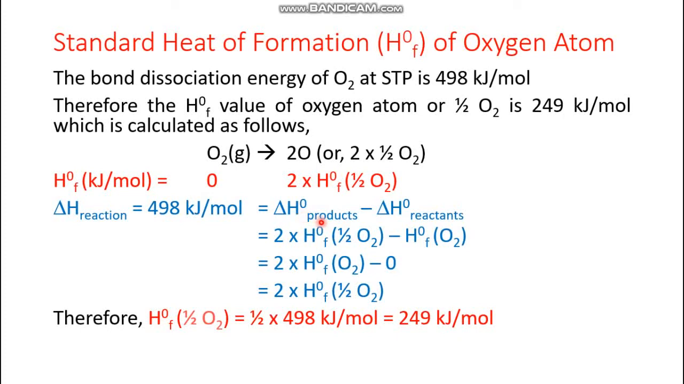So what is the value of delta H0 of the product? Now it is 2 into H0F of half O2. And what about delta H0 of the reactant? Now it is H0F of O2. But we have arbitrarily taken this value as 0. Okay, this is the standard, and this is always considered as 0. So this H0F value is nothing but obtained from this delta H reaction.